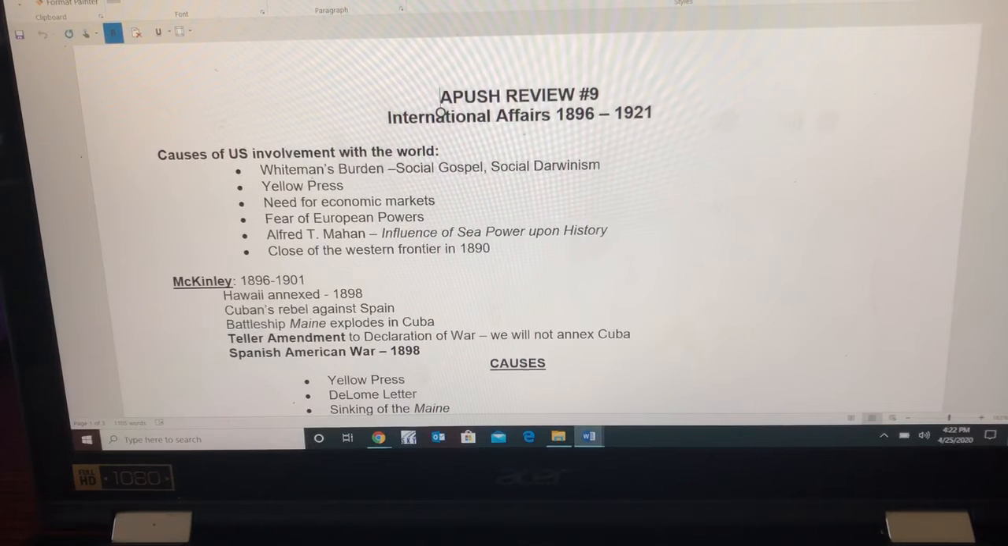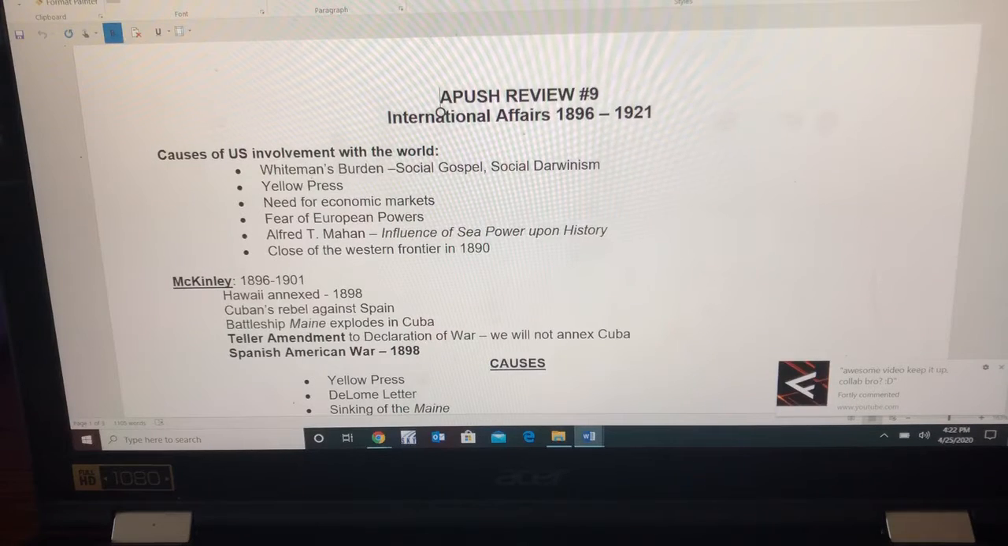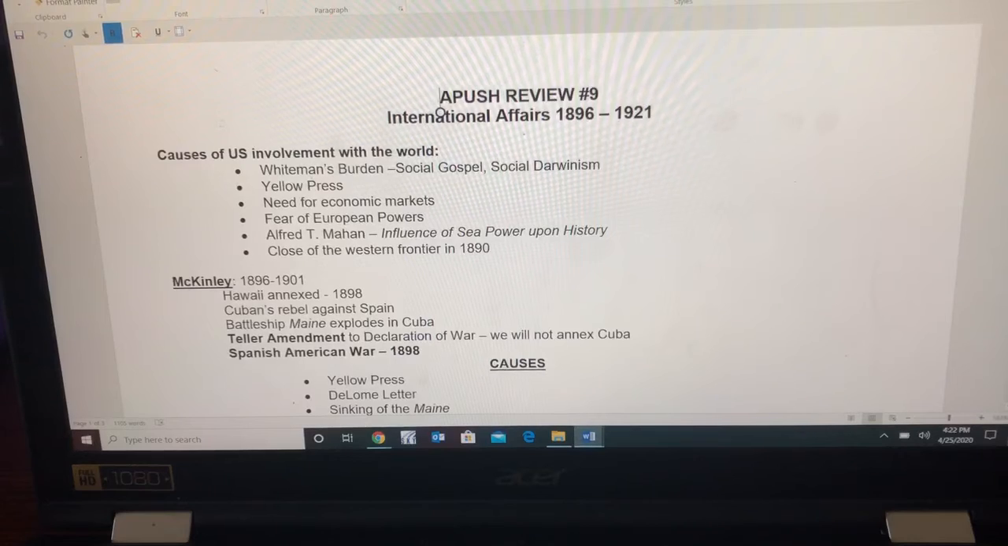The other thing is the yellow press. We see the yellow press is going to encourage the idea of our culture being superior to others. It's going to bring in the indigenous areas of Latin America and the Pacific, and it's going to make them look inferior.